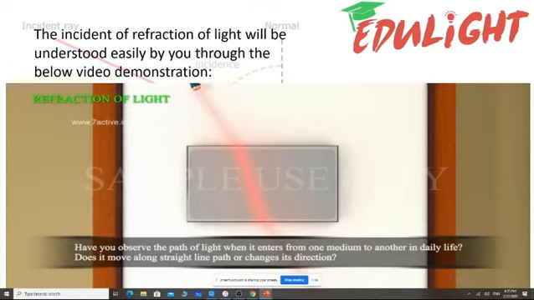But in case of refraction of light, you can see from the video demonstration that it is incident from one medium, let's say the air medium, which is usually our example. When it is incident and falls on a rectangular glass slab, instead of reflecting back to the first medium, the air medium, it bends a little. And why does this happen?